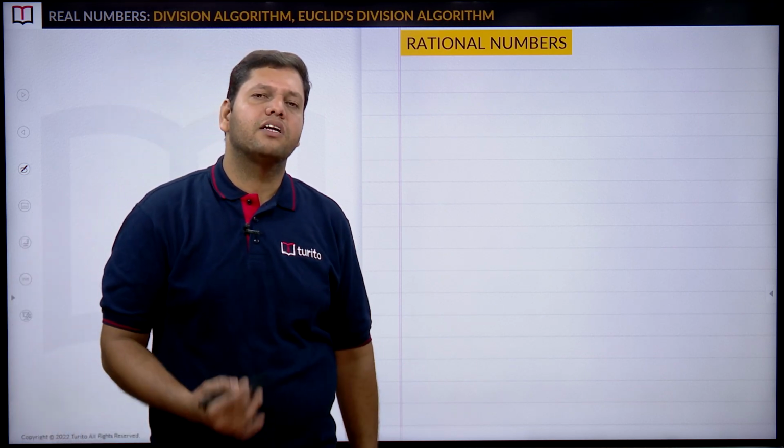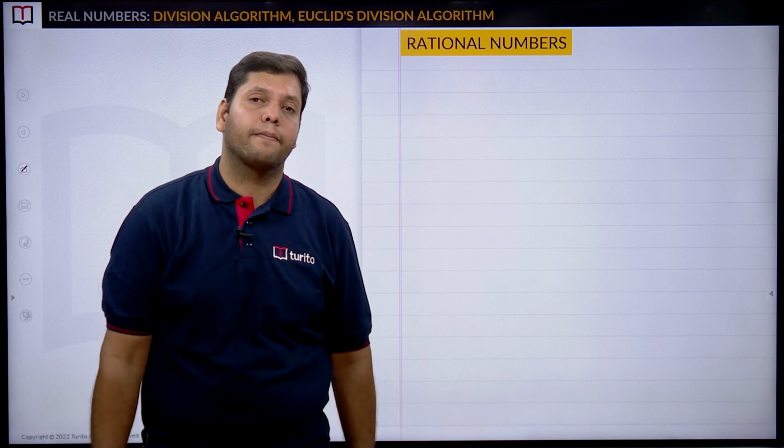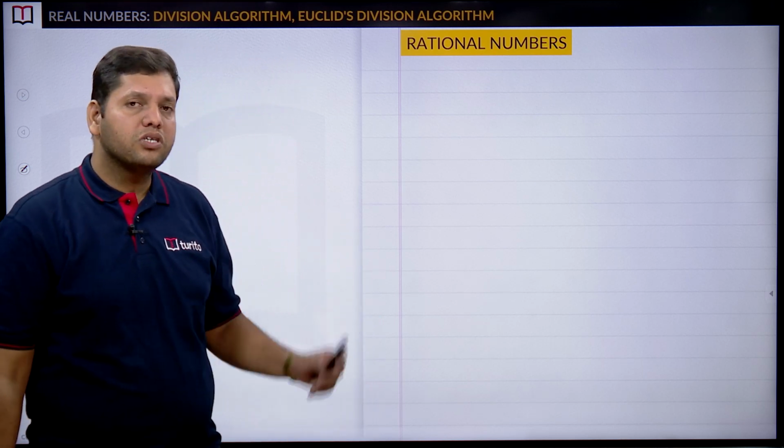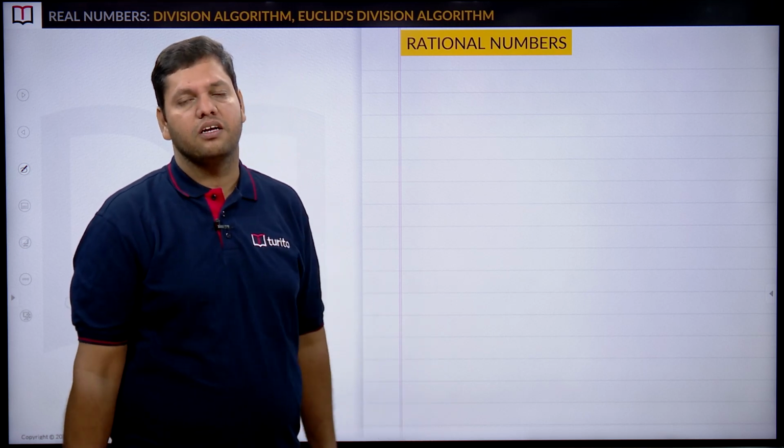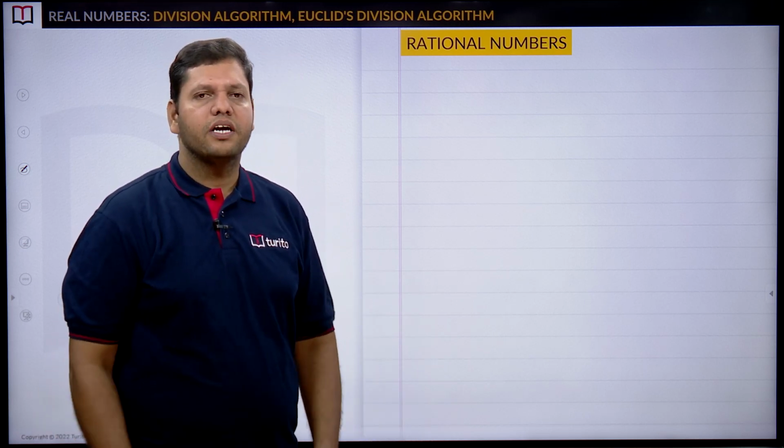Next, children, what is the rational number? How can we define the rational number? This is also one type of number, children. We have to learn this also, very, very important. So what is the rational number? How can we define it?